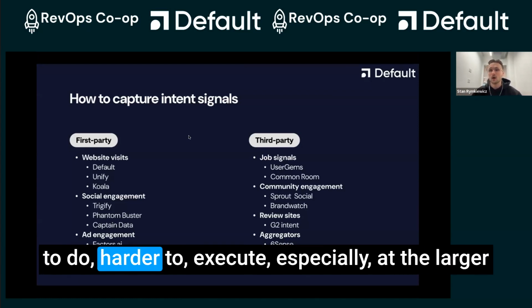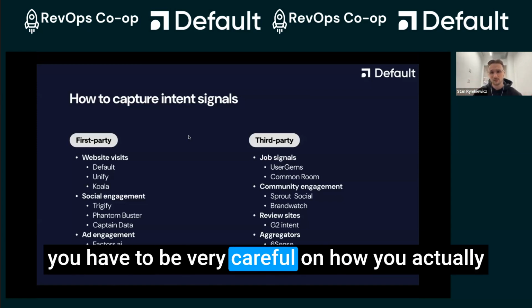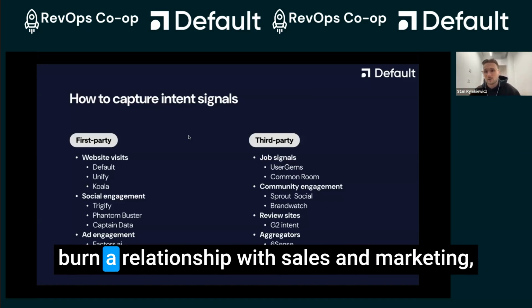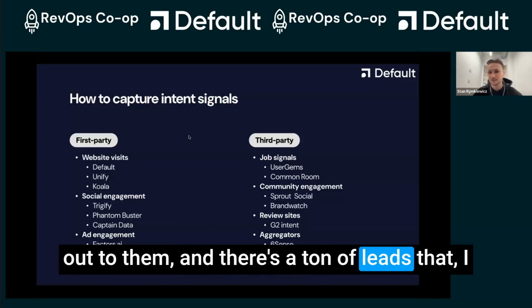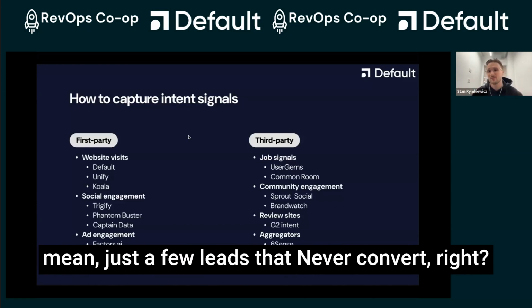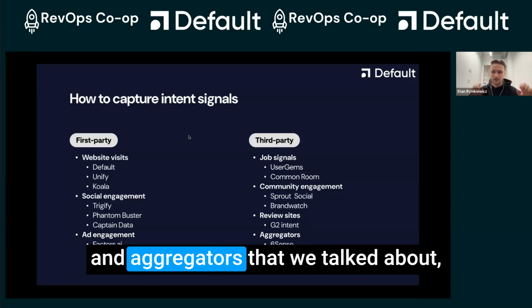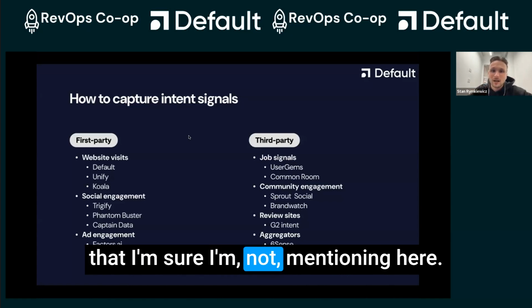Harder to do, harder to execute, especially at the larger organization, I would say. And also there's not a ton of those community engagements. So you have to be very careful on how you actually treat them and make sure you also do not burn a relationship with sales and marketing, sending, hey, those are intent signals, go reach out to them. And there's a ton of leads, just a few leads that never convert, right? And then also there are review sites and aggregators that we talked about, 6sense, Bamboo, and many others that I'm sure I'm not mentioning here.